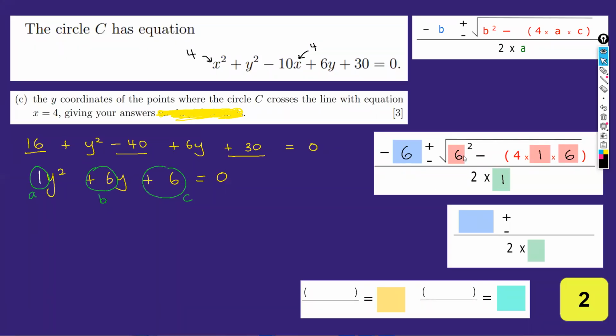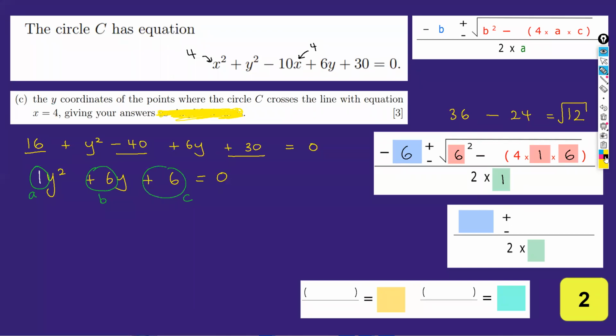All right, so let's work out the part underneath the square root sign. Now that part's easy. 6 squared is what? 36. You have a minus sign here. 4 times 1 is 4, 4 times 6 is 24. So 36 minus 24, you're getting what? 12. And what do we have to do with that 12? Square root, okay?